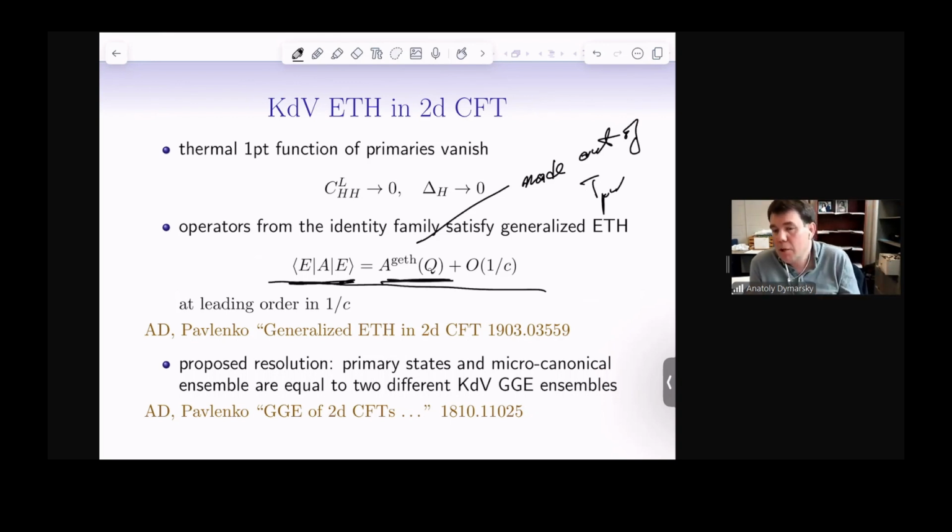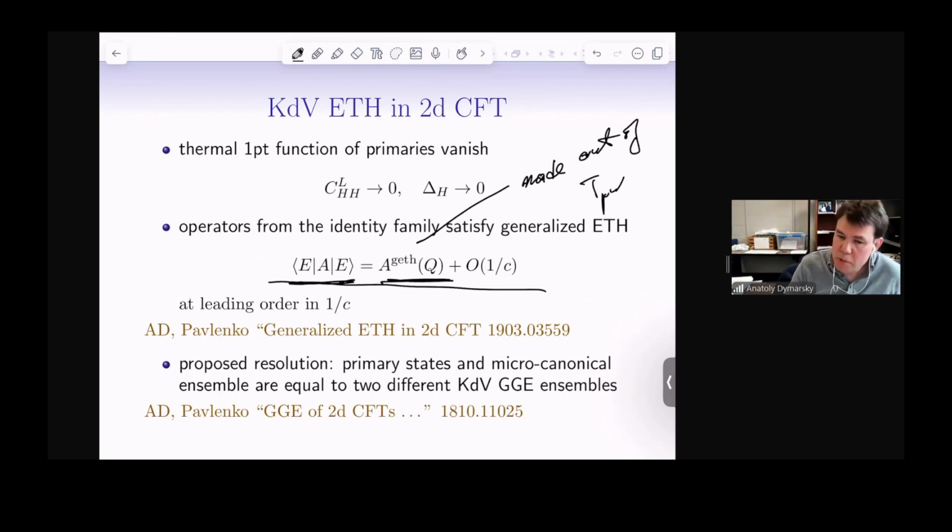So that establishes that there is a generalized ETH, and that also establishes that no other charges are necessary, because we already fitted the left-hand side with the smooth function of Q. Okay? You can ask me why I'm only considering the descendants of the identity.